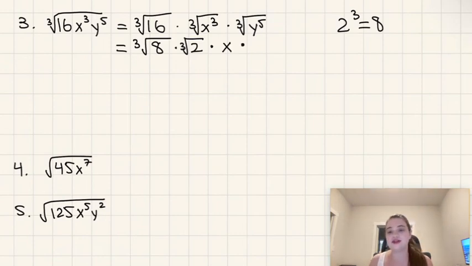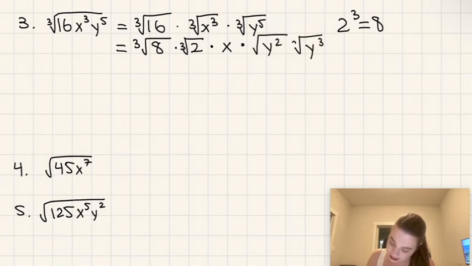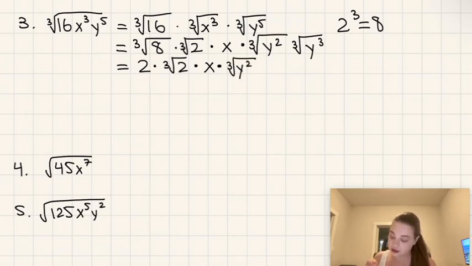Well, y to the power 5 is not itself a perfect cube, but we know that y to the power 5 is the same thing as y squared times y cubed. So we can rewrite it this way. And then we can simplify further. The cube root of 8 is 2, so we're going to get 2 times cube root 2, and then times x can just stay the same, and then cube root of y squared can stay the same, but the cube root of y cubed is just y.